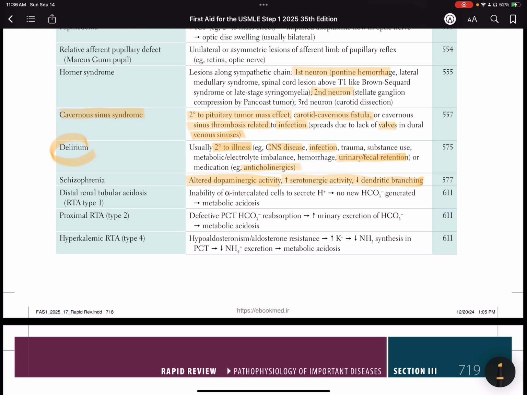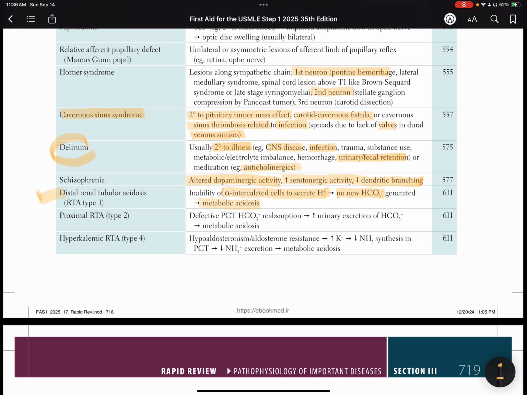What causes distal renal tubular acidosis, RTA type 1? Distal renal tubular acidosis type 1 is inability of alpha intercalated cells to secrete H plus, or hydrogen. So there is no new HCO3, or bicarb, generated. This leads to metabolic acidosis.